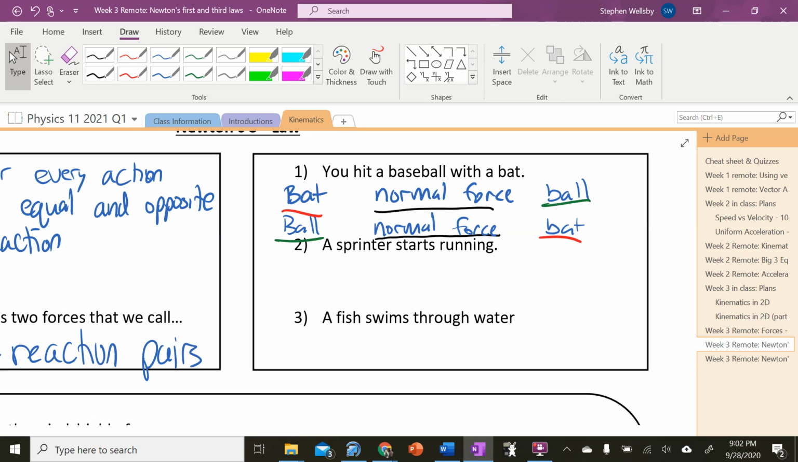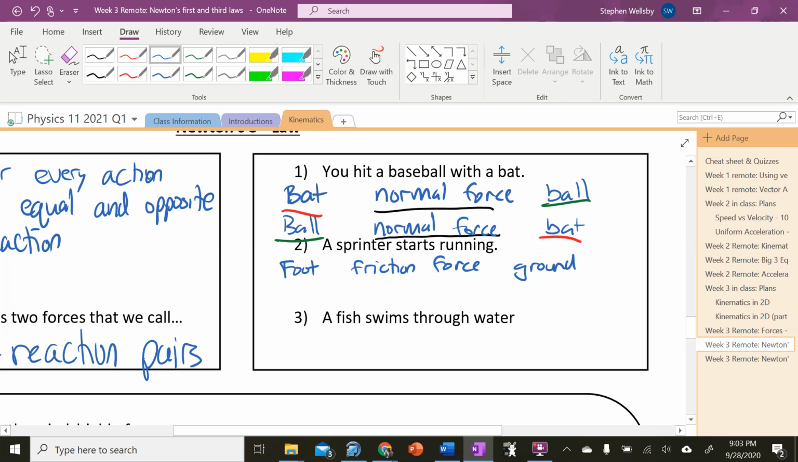Okay, hopefully you have paused it, because this is a valuable exercise to make sure you understand this. Now a sprinter starts running. So what I'm going to say here is that the foot applies a friction force to the ground. That's how you push forward.